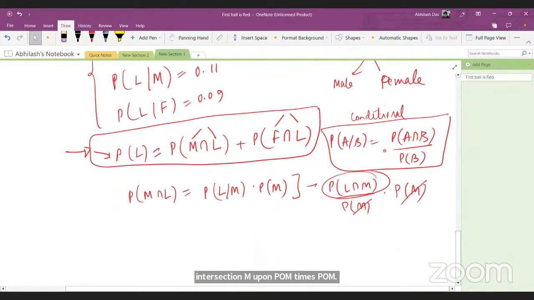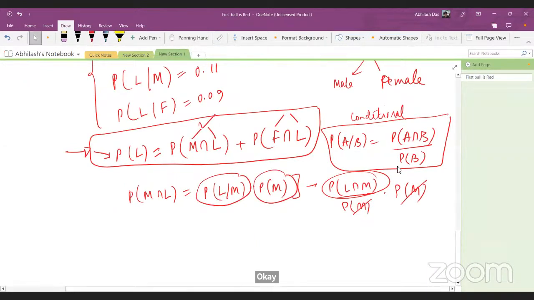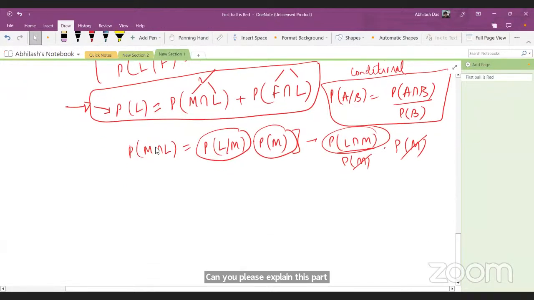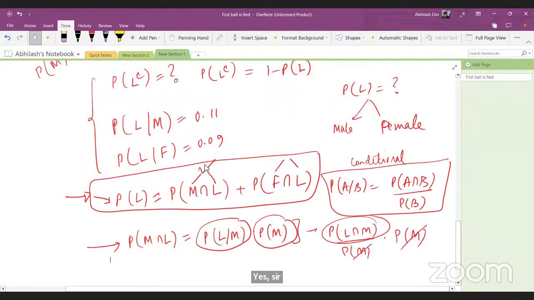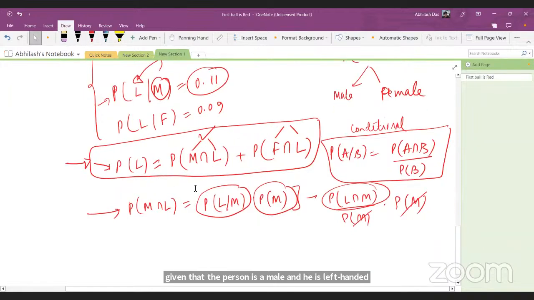Why am I doing this? Because this is given to us and this is also given to us. So I can calculate this. Sir, can you please explain this part? This one, right? Yes, sir. So what I am doing, see, in the question it is given to us that given the person is male, he is left-handed, right? So I'm using this expression.